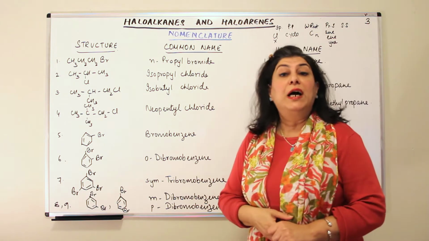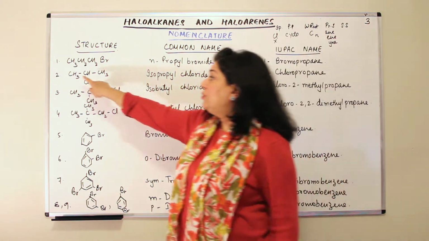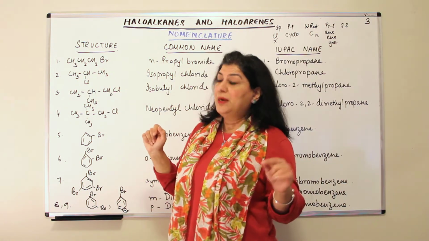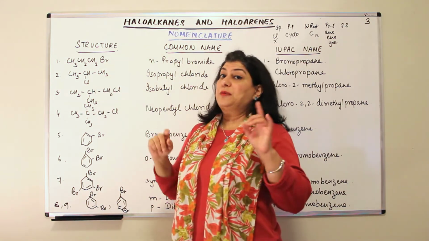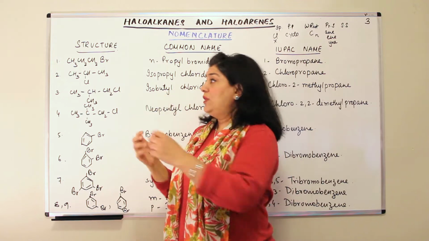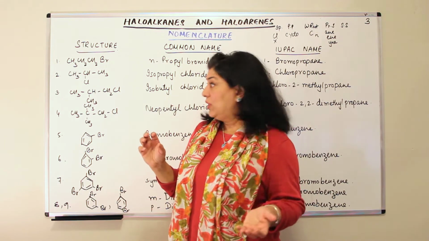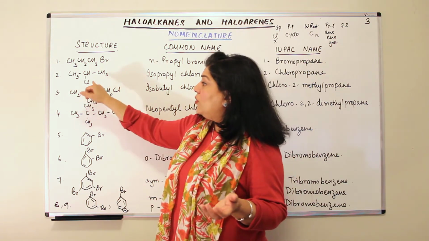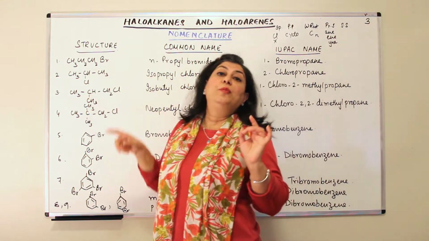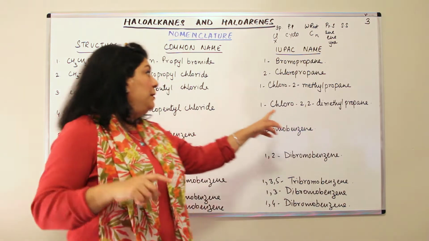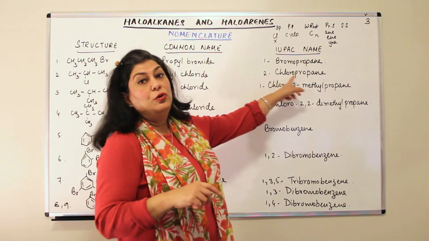But what would the IUPAC name be? What is the word root? There are 3 carbons, so it is prop. It is saturated, so it is ane, and the chloro is a substituent, so it will be written as chloro. It is not cyclic, so primary prefix will not be there, and the chloro is at the second carbon, so it would be 2-chloropropane. So the name of this compound would be 2-chloropropane.